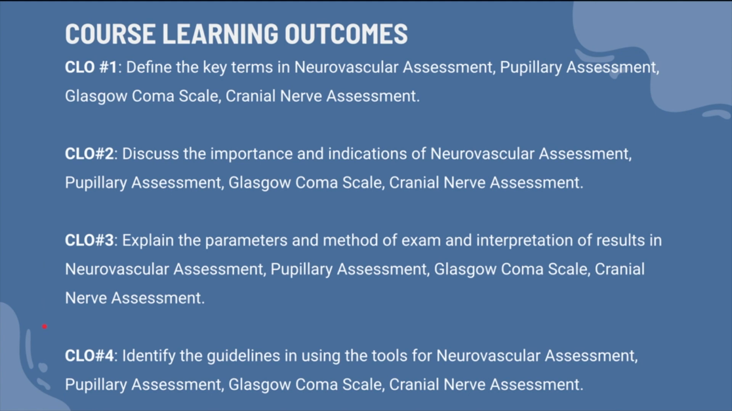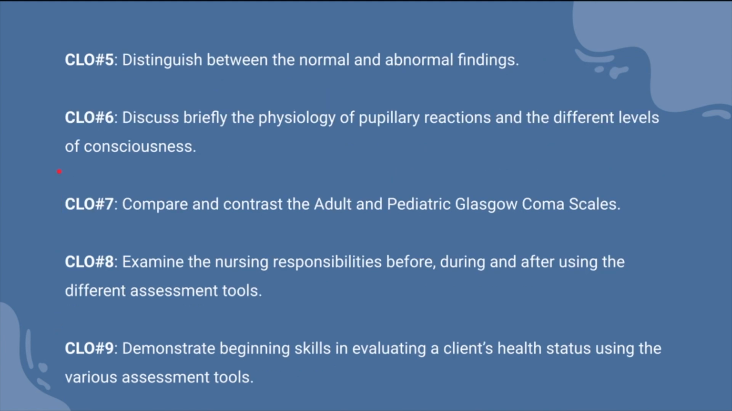CLO number 4 is to identify the guidelines in using the tools for neurovascular assessment, pupillary assessment, Glasgow Coma Scale, and cranial nerve assessment. For CLO number 5, it is to distinguish between the normal and abnormal findings. CLO number 6 is to discuss briefly the physiology of pupillary reactions and the different levels of consciousness.